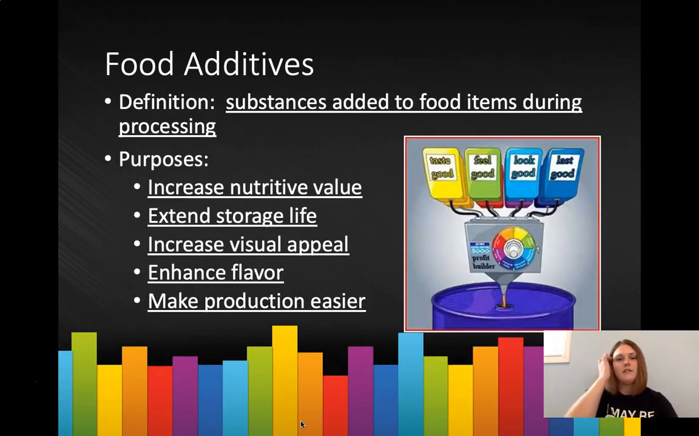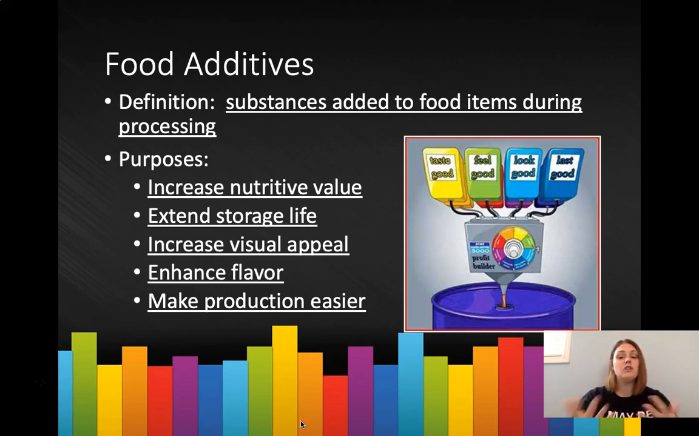So today we're going to talk about food additives. Food additives are substances that we add to food during processing. We can add them for a lot of different reasons. We add them to increase nutritive value. So these would be like our vitamins and our minerals. We talked about that with our vitamins and minerals notes. So adding things like vitamin A to margarine or vitamin D to milk.